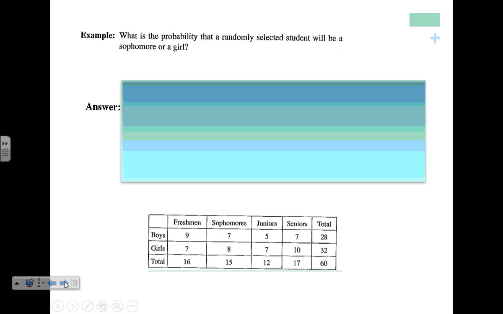Okay, and then next one here, what's the probability that a randomly selected student will be a sophomore or a girl? Probability of sophomore or a girl would be probability of being a sophomore plus the probability of being a girl minus their intersection, sophomore and a girl. Now this time that intersection is important because you do have people in this group that are sophomores and girls. So we need to make sure we include it, these are not just disjoint events.